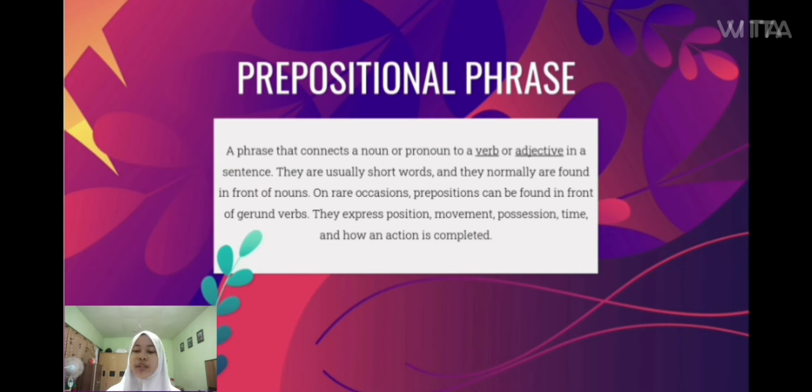Now we'll move to prepositional phrase. A prepositional phrase is a phrase that connects a noun or pronoun to a verb or adjective in a sentence. They are usually short words, and they normally are found in front of nouns. On rare occasions, prepositions can be found in front of gerund verbs. They express position, movement, possession, time, and how an action is completed.